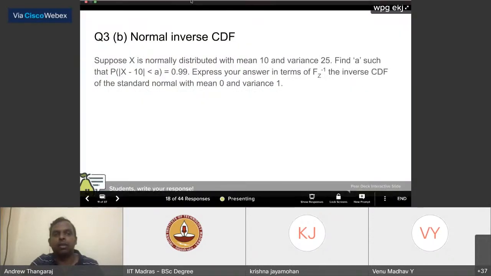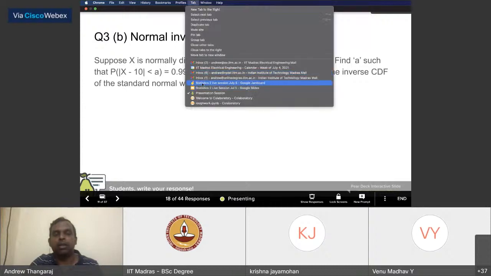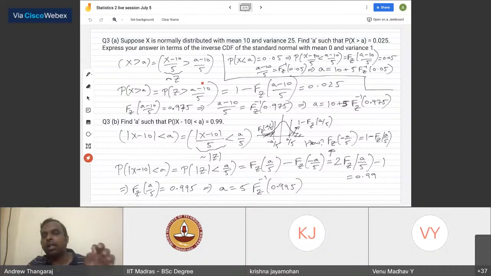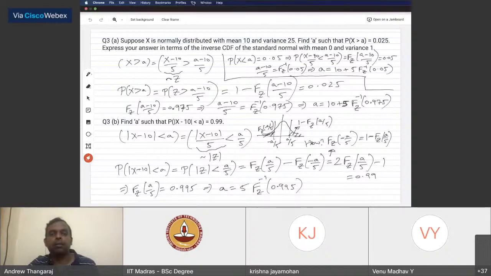Okay, so let me come back to this session. If you want to numerically compute it, I need to just pick up the Python tool and then put it in, and I'll get the answer. Okay, hope that was clear.